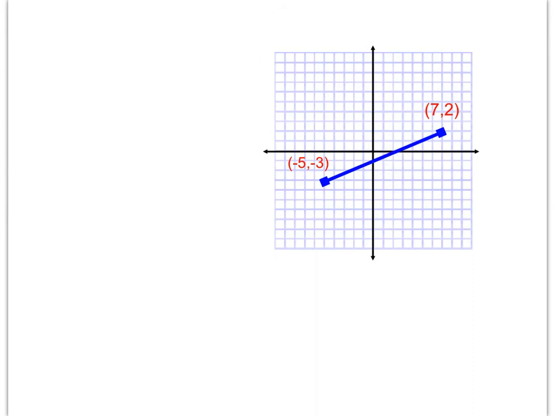Probably somewhere right around there. Find the midpoint of that segment. And I'm going to go reheat my coffee. I'm going to go make my coffee a little bit hotter.